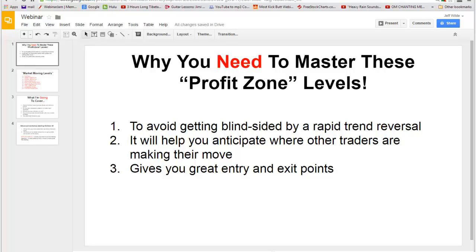So what's going to happen is that when you understand where everybody is looking to place trades, you can anticipate where they're going to make their move, and ultimately it gives you some great entry and exit points. And this is great for a couple of reasons. First would be simply that, let's say your current system isn't giving you an entry or exit. This will give you new opportunities that you didn't have before.